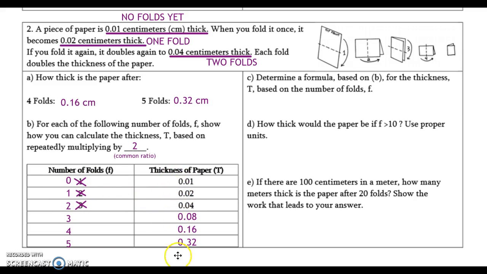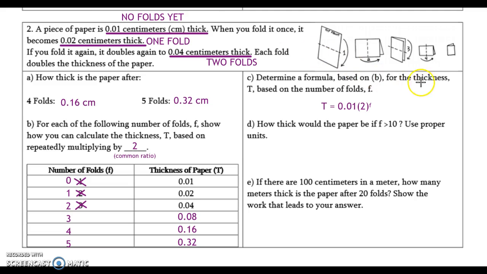I finished the rest of the table, and I knew that I was multiplying by 2 every time. That was my common ratio. It makes sense because you're doubling the thickness of the paper, and doubling means multiplying by 2. We filled out the 4 and 5 folds, and we filled out the rest of the table. Now for letter C, determine a formula based on letter B, which was this exercise, for the thickness. Keep in mind, we're using F and T in this formula, and we're also going to be using the information of the y-intercept and the common ratio. Try that now.